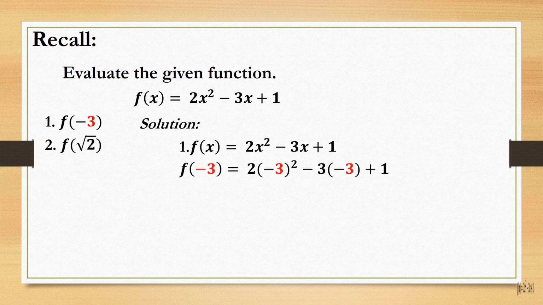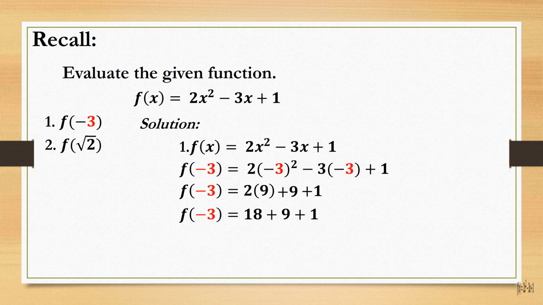So we have f of negative 3 is equal to 2 times negative 3 squared minus 3 times negative 3 plus 1. And simplify. Since we all know that negative 3 squared is positive 9, we have 2 times 9, and negative 3 times negative 3 is equal to positive 9, plus positive 1. Now, we will simplify this.